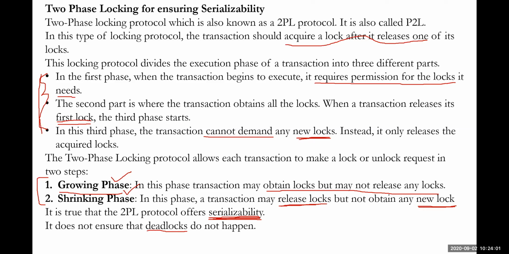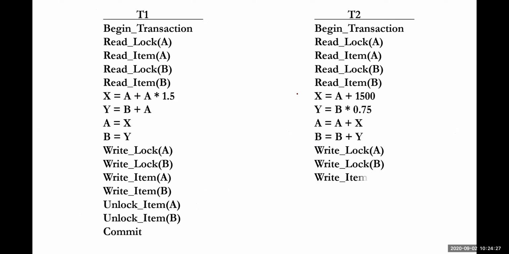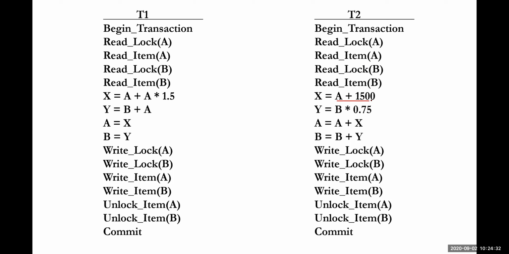Now let us see. These are the different operations here. In transaction T1, item A will be increased by 1.5, and item B will be added. I mean, after increasing item A, B gets added to it, and they are written back. In transaction T2, item A will be added 1500, and item B will be increased by 0.75%.